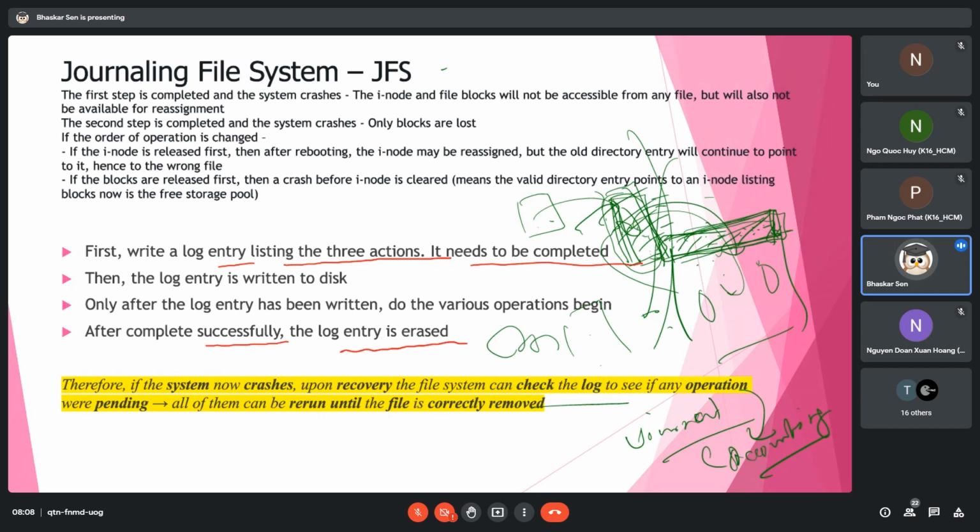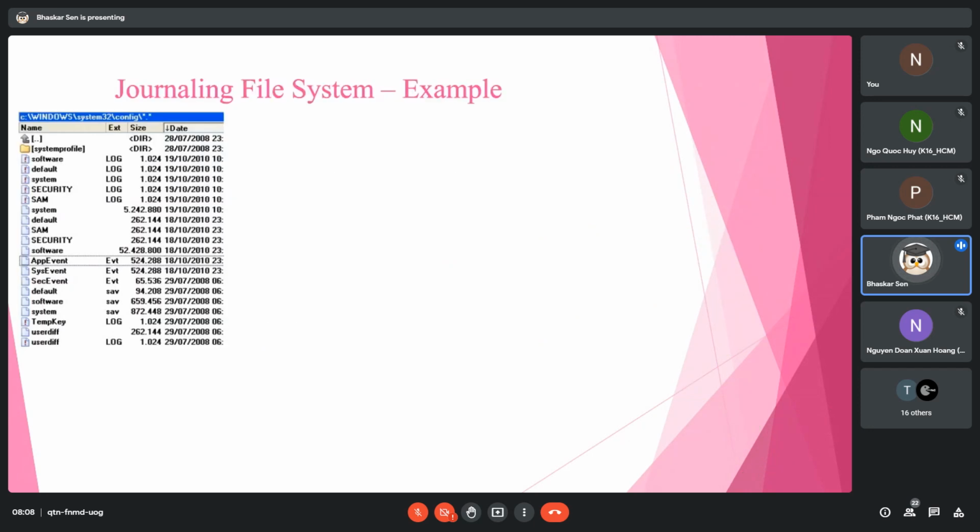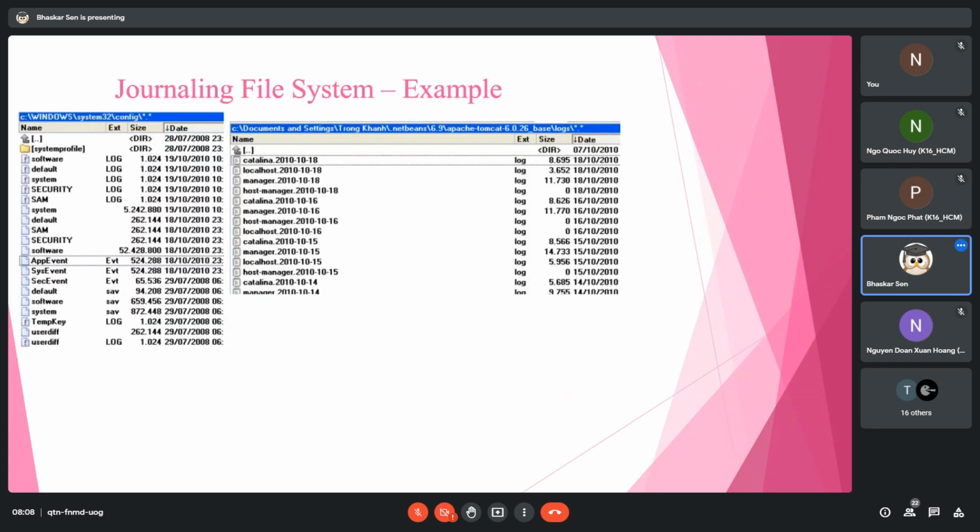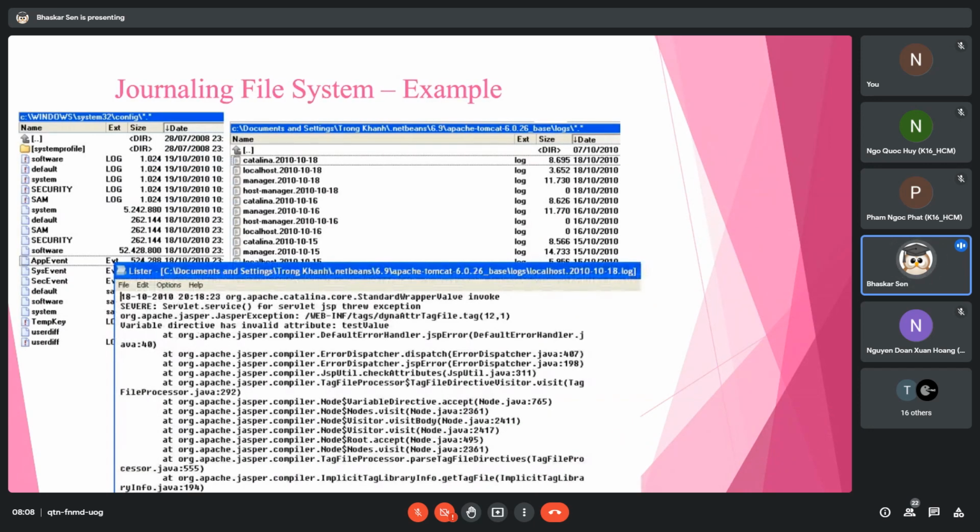Both this LFS and JFS, they do ask questions from these two parts, so stay aware. Everything is logged. You can see all the log files.